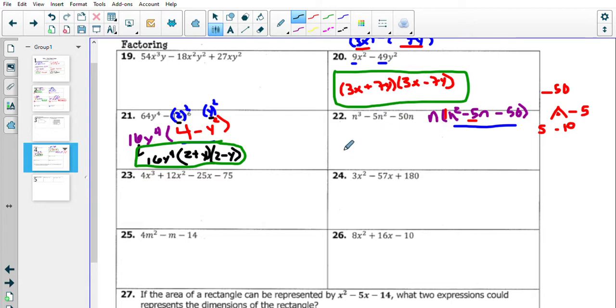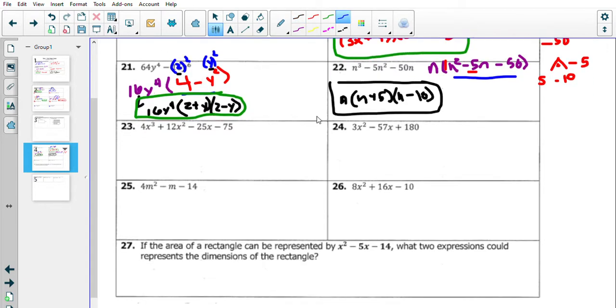The GCF stays out in front, so the n stays there. But now I need to use this positive 5 and this negative 10. So we have an n plus 5, and we have an n minus 10. Okay? And because this problem just asks us to factor, that's all we do. We don't set equal to 0. We don't do anything like that.